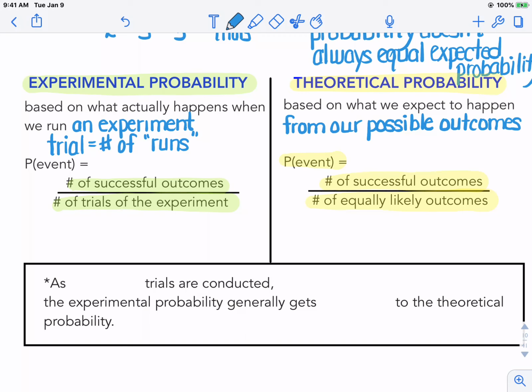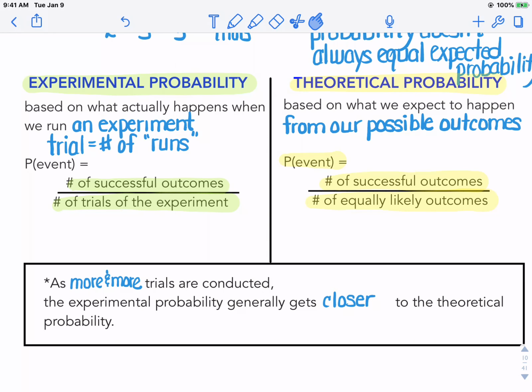However, as more and more trials are run, so if I kept running that experiment over and over and over millions of times, if more trials, runs of the experiment, are conducted, the experimental probability generally gets closer to what we'd expect.